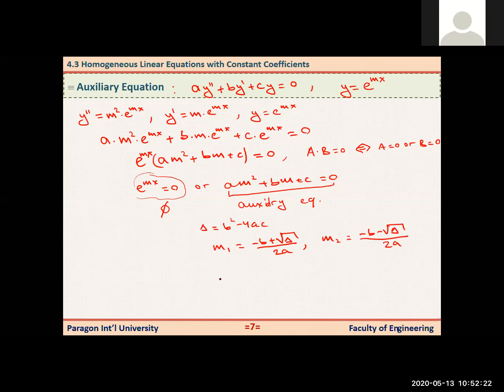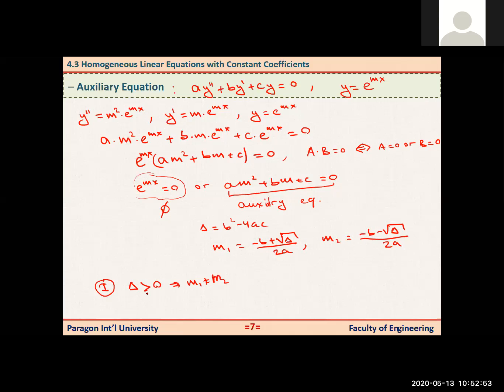Okay, so actually here we have three different cases, depending on the value of this discriminant. We will consider these three cases separately. The first case is delta greater than 0. At that time, we will have two real roots, and m1 is not equal to m2. We will have two distinct real roots.